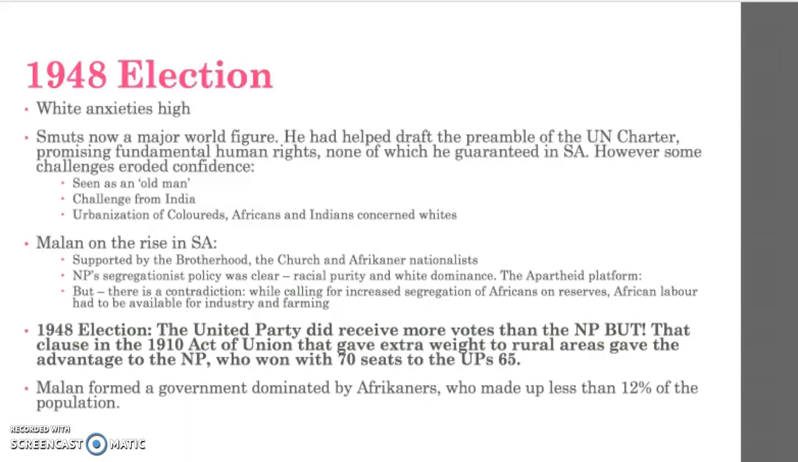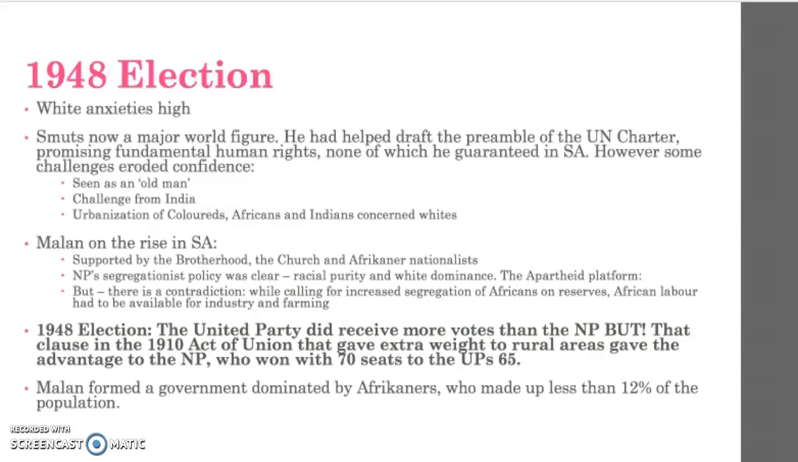Smuts is now a major world figure. He's drafting the preamble of the United Nations Charter, promising fundamental human rights in the UN Charter, none of which he guarantees to the vast majority of people in South Africa. He's beginning to be perceived perhaps as an old man, as someone who's out of touch.